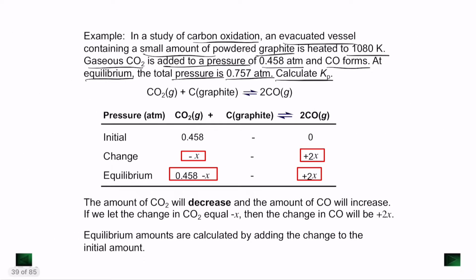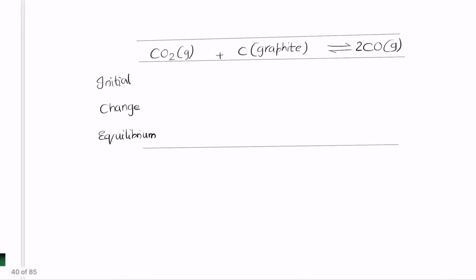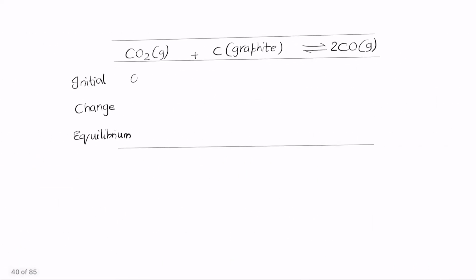It said that initially the carbon dioxide is added to a pressure of 0.458 atmosphere. So this carbon dioxide has a pressure of 0.458 atmosphere. Now notice that graphite is a solid, so we can always write it as a dash. Remember that solids are not considered while calculating the equilibrium constant.